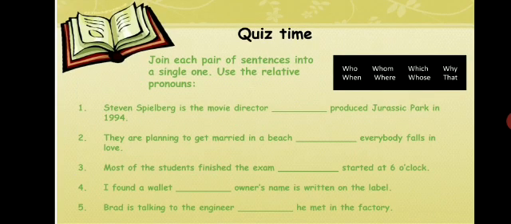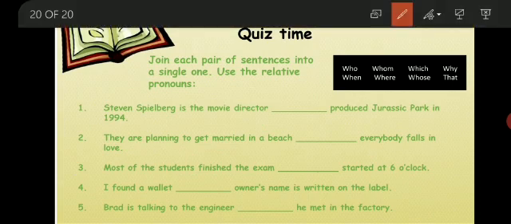Yes, at the end, our quiz time. For our success criteria, or to assess our learning outcomes. In our previous slides, I told you that relative pronouns are used to join two sentences. So what you will do is join each pair of sentences into a single one and use the relative pronouns provided to you in this word bank.